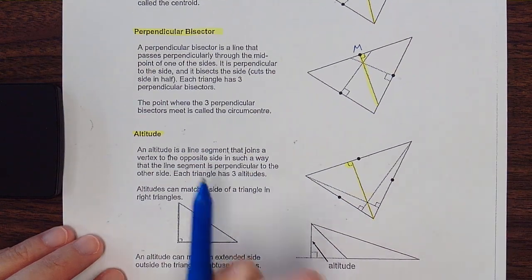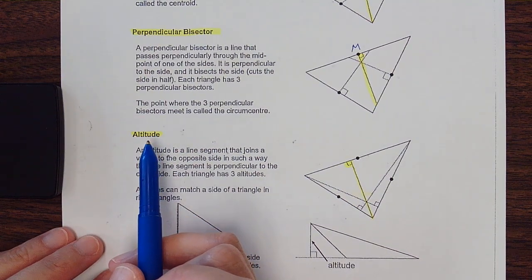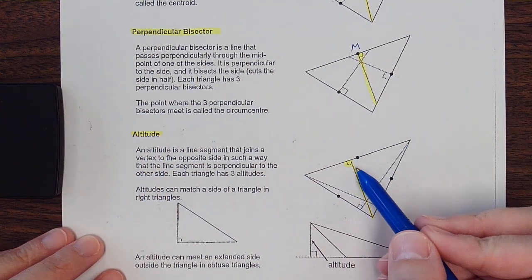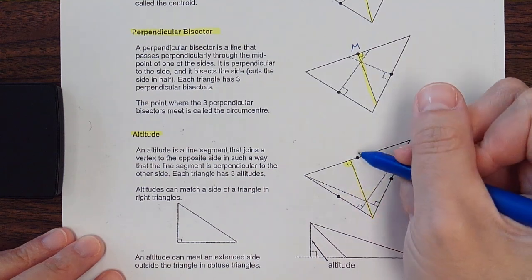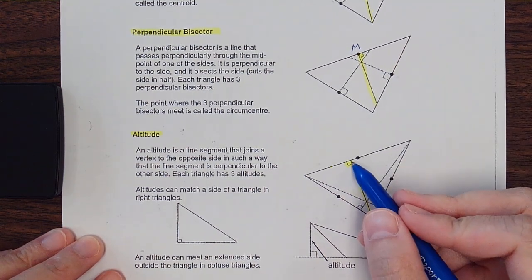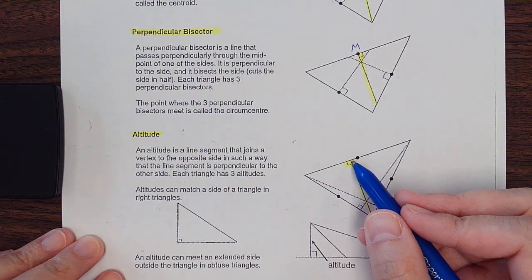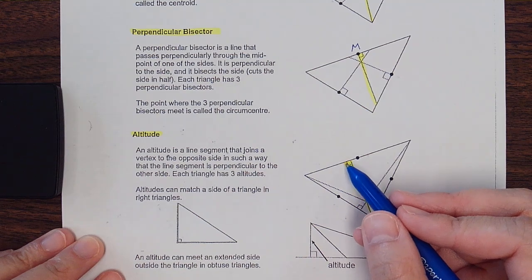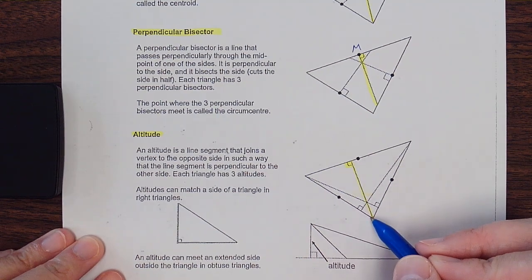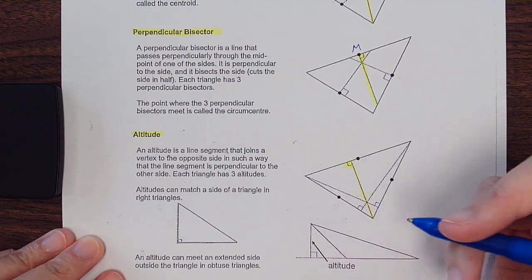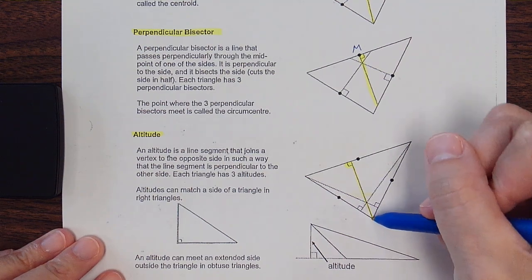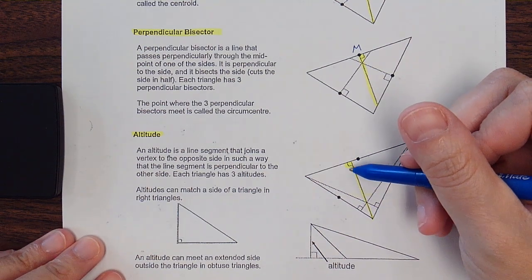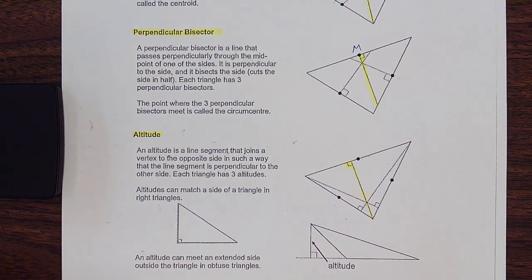And then the last type is called altitude. Is it at the middle? So this is the middle right here, but no. It's not at the middle. It does have a 90-degree angle, but it's from the vertex to the opposite side. So altitude is from the corner to the opposite side at a 90-degree angle.